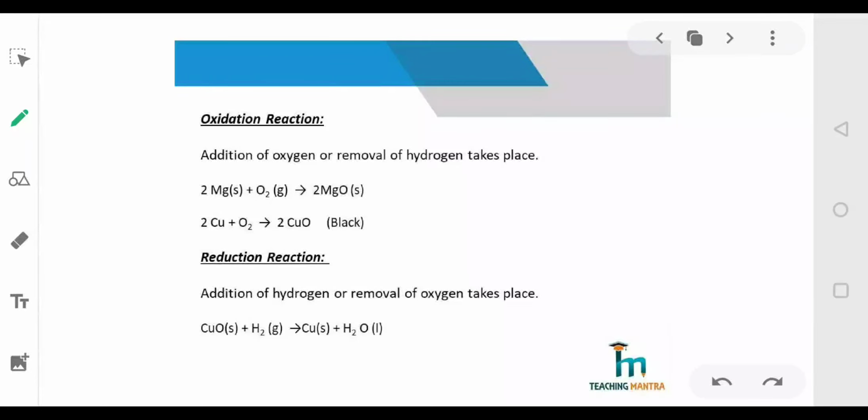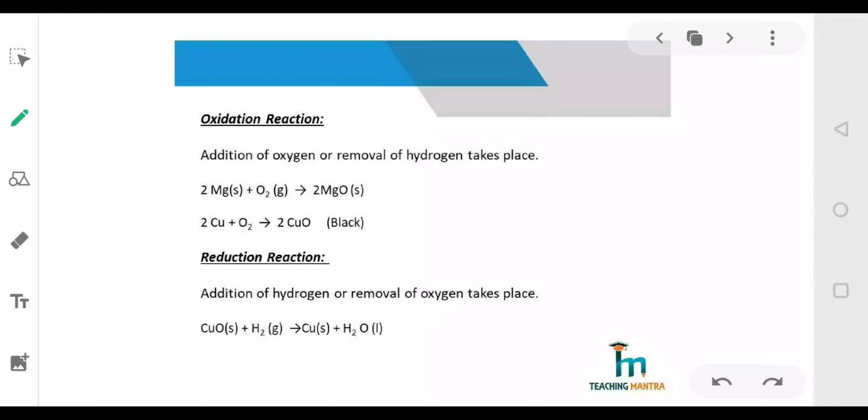In the last video we have seen types of reactions, that is combination, displacement, and double displacement. Today we'll see oxidation and reduction reactions. Oxidation reaction: addition of oxygen or removal of hydrogen takes place.